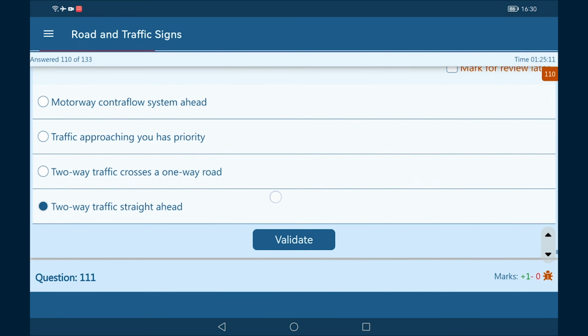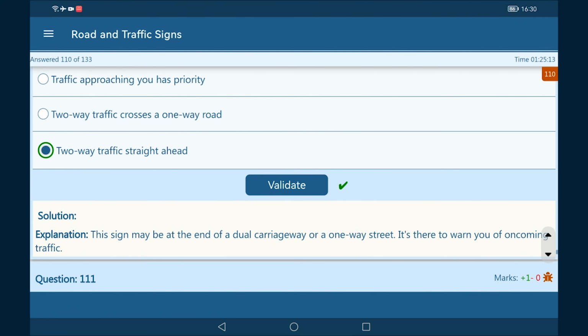Explanation. This sign may be at the end of a dual carriageway or a one-way street. It's there to warn you of oncoming traffic.